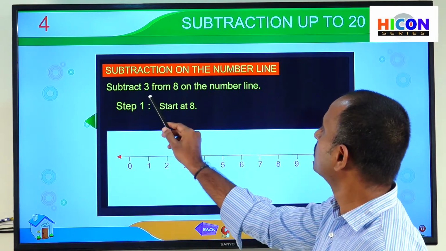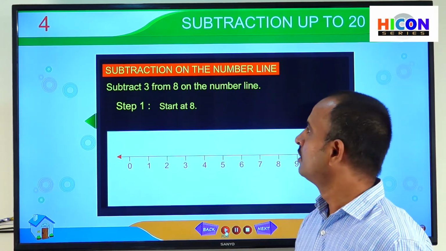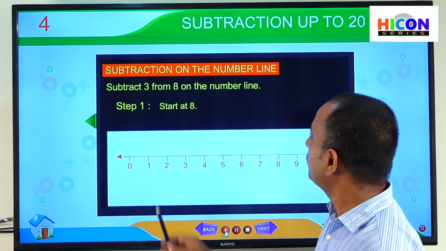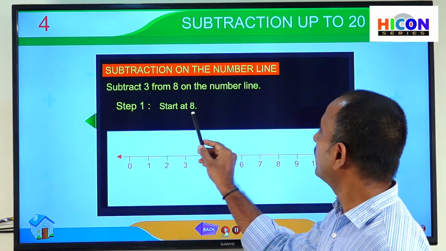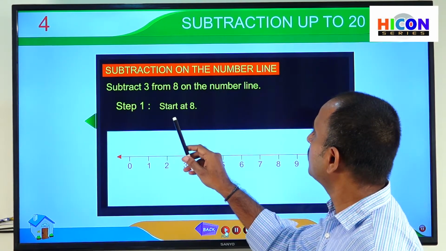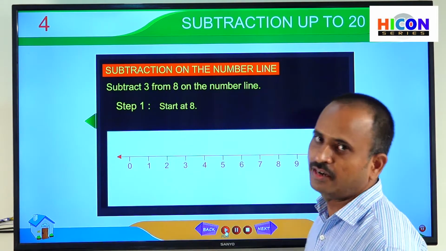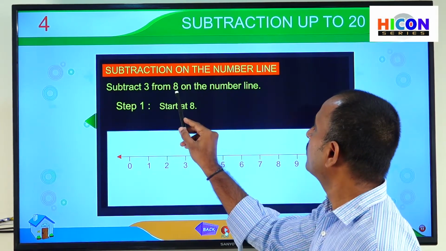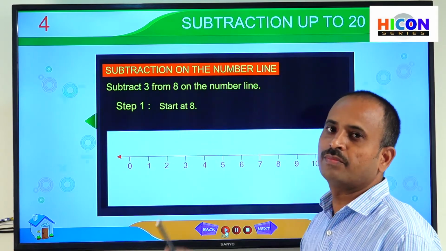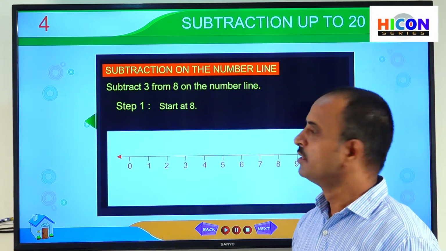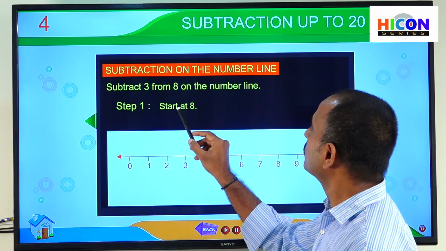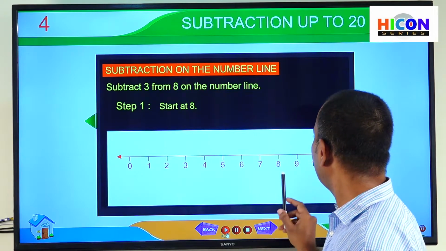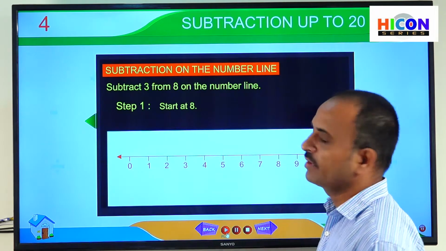Now we have to do this subtraction on the number line. How can we do it? Let us explain step by step. What is step 1? Start at 8. Among the two numbers, what is the greater number? 8. We have to start from the greater number in the subtraction. So here 8 is the greater number, so start from 8 on the number line. This is step 1.